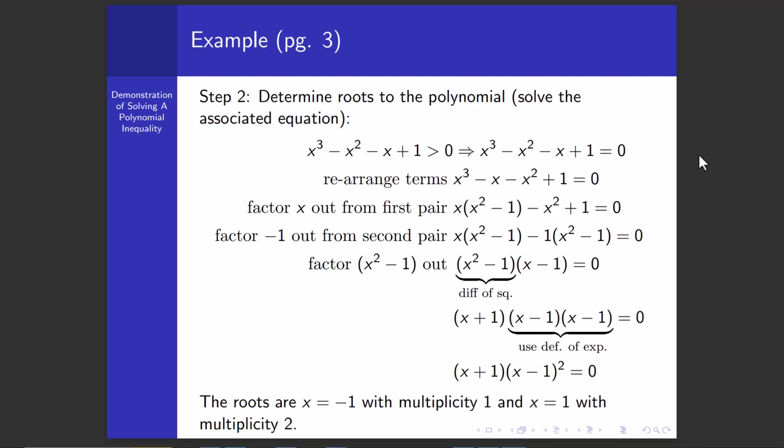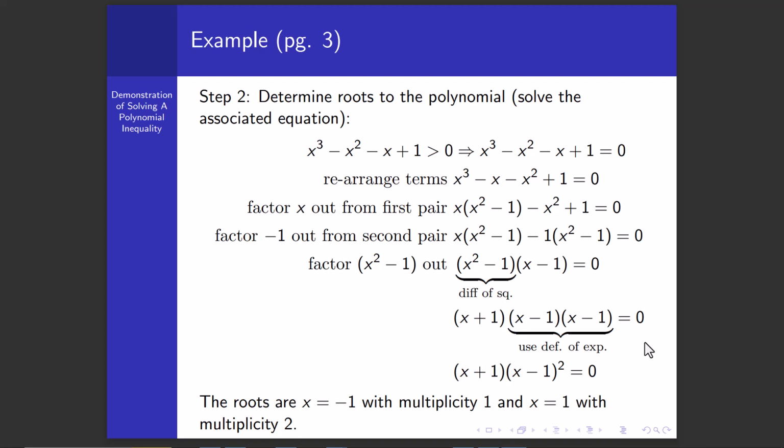Now that I see both of these terms have an x squared minus 1 factor that is shared, I go ahead and factor out that x squared minus 1. So now I have x squared minus 1 times x minus 1. That was the numbers that were multiplying the x squared minus 1. X squared minus 1 is a difference of squares. So I go ahead and split that up into x plus 1 times x minus 1. And then I have an extra x minus 1, this one here, just following the arithmetic and putting it down next to the difference of squares factorization.